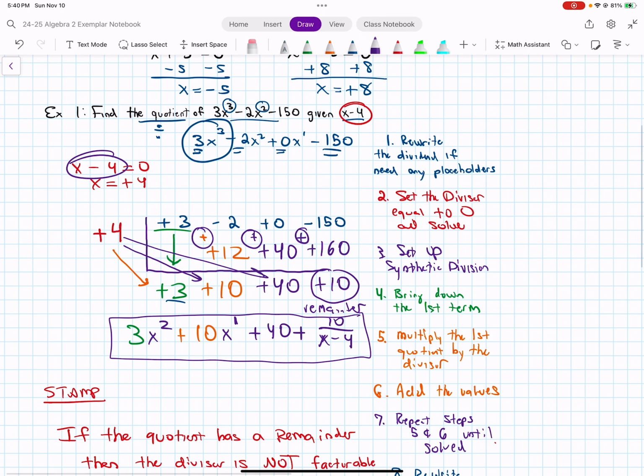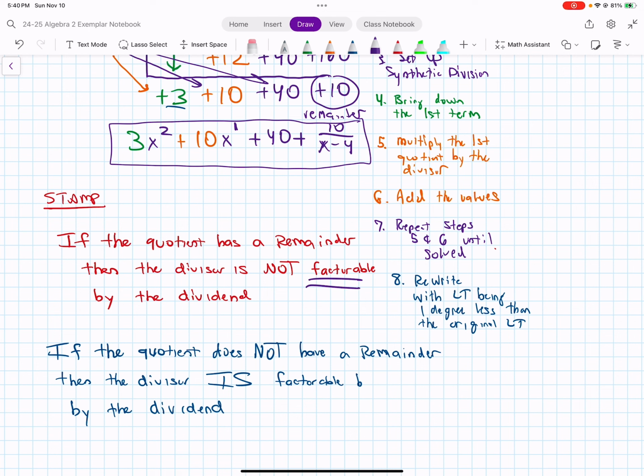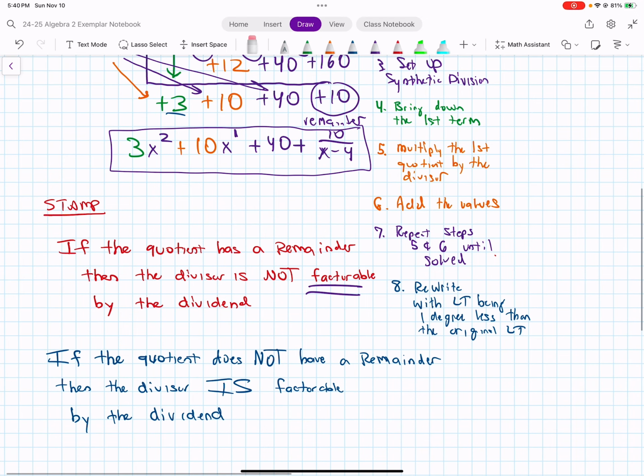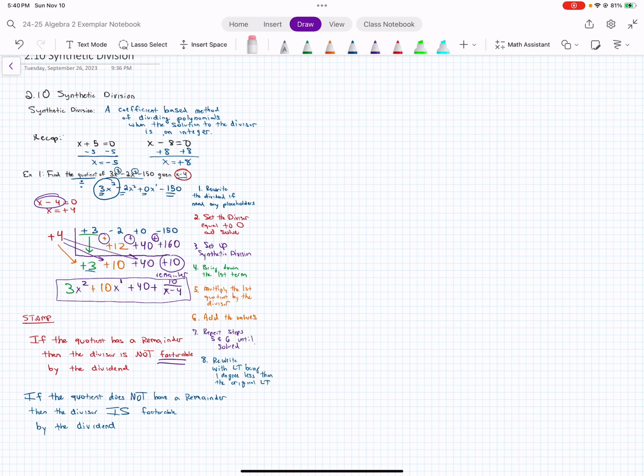All right. And so there are two conclusions I want you to walk away with. If we have a remainder, then the divisor is not factorable by the dividend. If the quotient does not have a remainder, then the divisor is factorable by the dividend. And so as we're factoring things out and gain that practice, this just proves what can be factorable and what cannot.